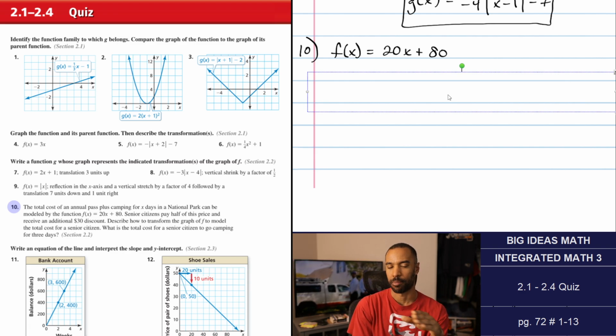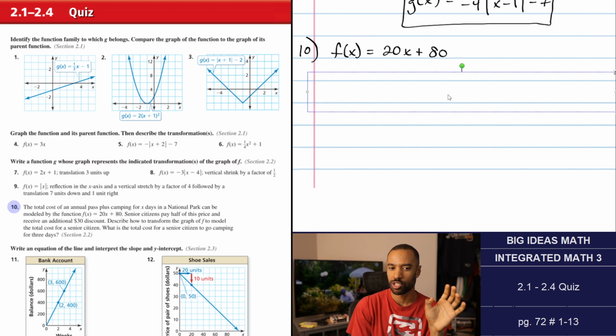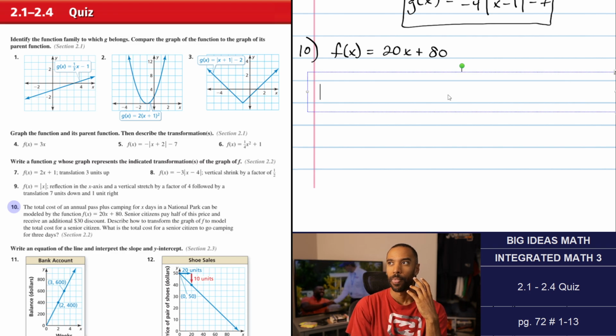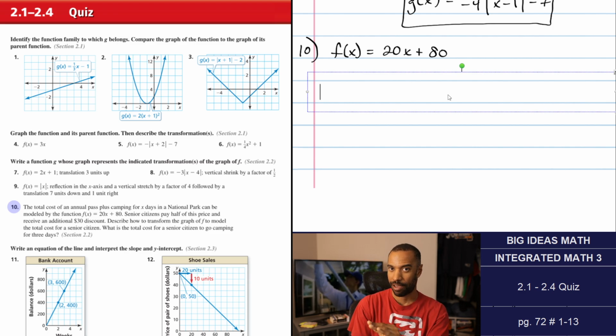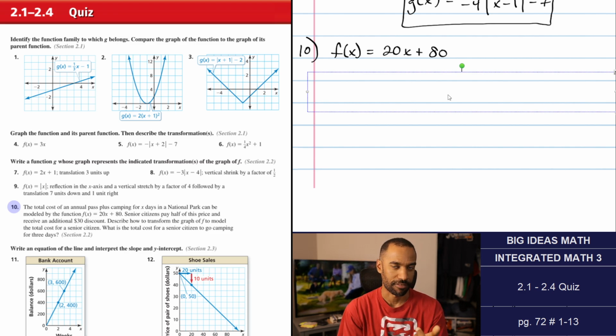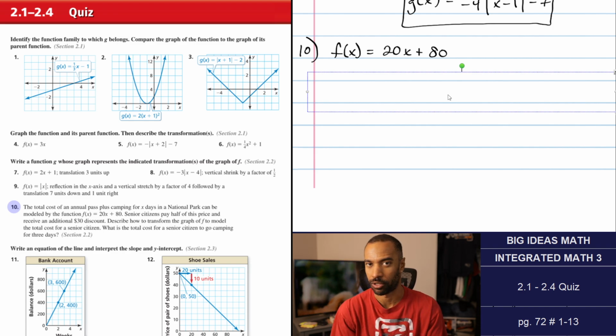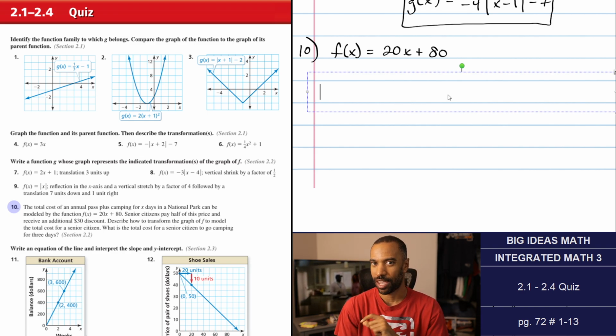Okay, the annual pass plus camping. So you pay $80 for the annual. It says senior citizens pay half this price. So I assume they're paying half the 80 as well as half that 20. I know they're paying half the 20. They're paying $10 a day. But it sounds like it's also half the 80, which is 40.